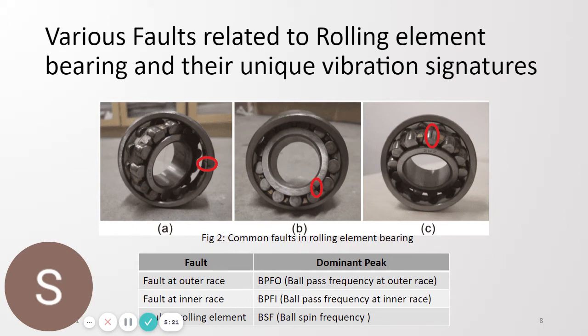Various faults are related to rolling element bearings, each with unique vibration signatures. As we can see, there are three common faults: fault at the outer race, fault at the inner race, and fault of the rolling element. The dominant peaks are BPFO for the outer race, BPFI for the inner race, and BSF for the rolling element.